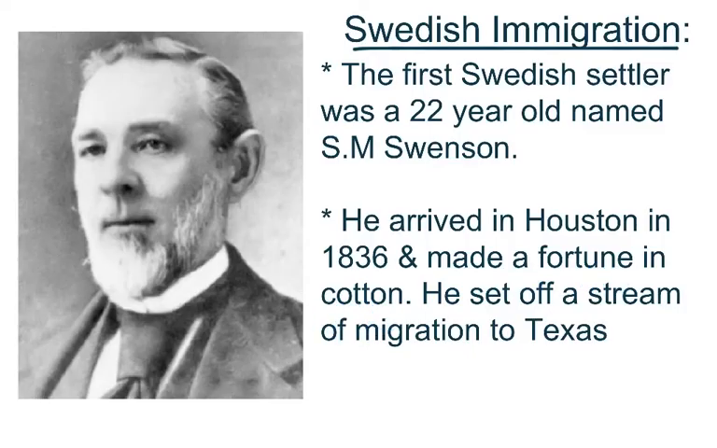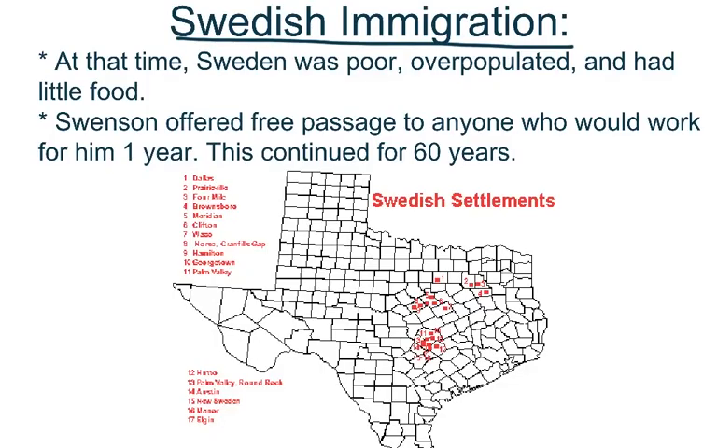And later on, we're going to find out how important cotton was to Texas, right, and to the economy. Now, he set off a stream of immigration to Texas. That means he was the one that began a huge migration to Texas. At this time, Sweden was very poor, overpopulated, that means way too many people, and had very little food as a country. Seeing how bad things were in Sweden, Svensson offered free passage to anyone who would work for him for 1 year, right? And this continued for over 60 years.